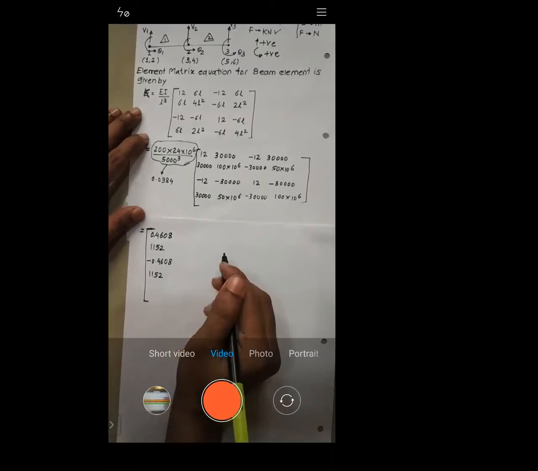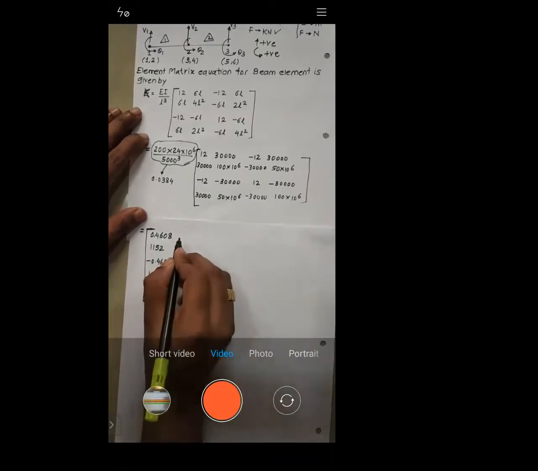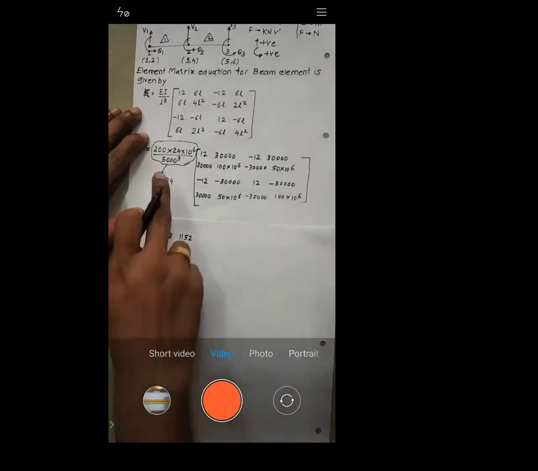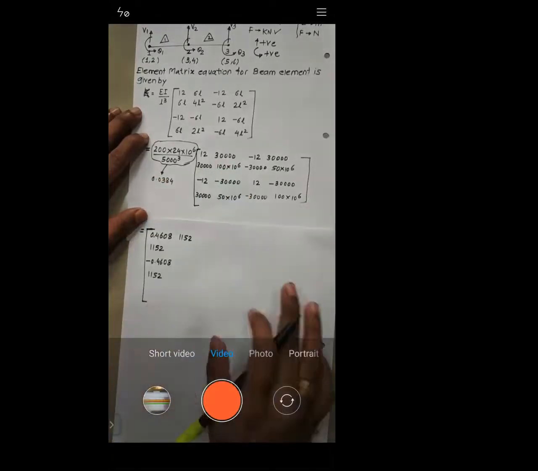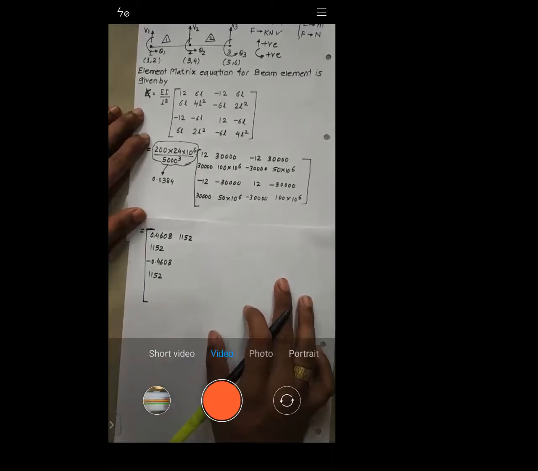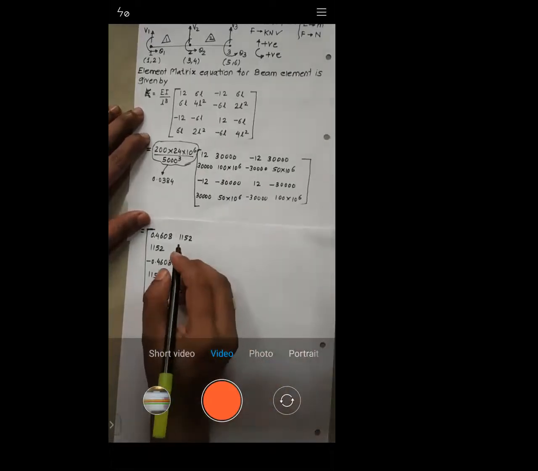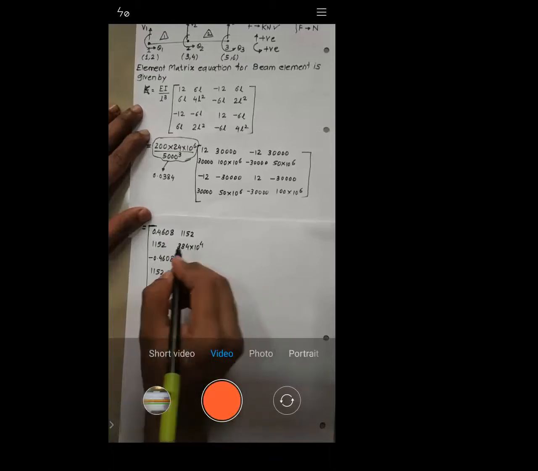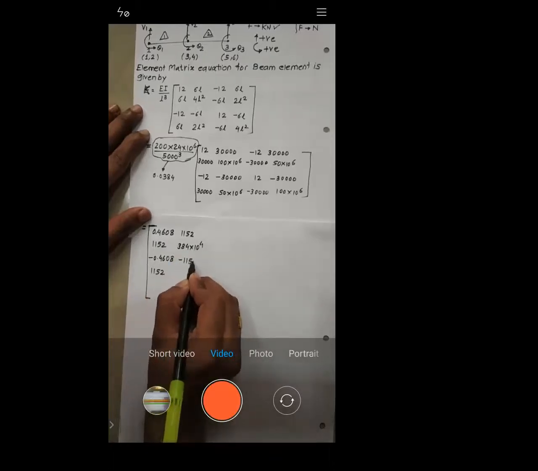Okay. Next again multiplied by 30,000. So it is 1152. Now you multiplied by 100 into 10 to the power 6. 0.0384 multiplied by 100 into 10 to the power 6 is 384 into 10 raised to 4. Okay. Then here you will get minus 11.52.